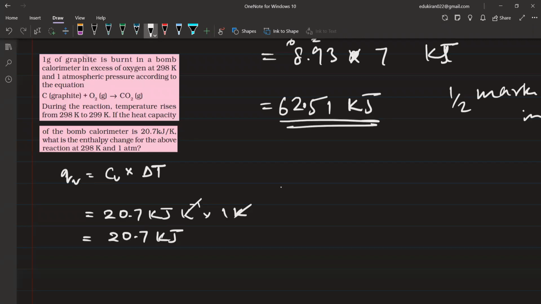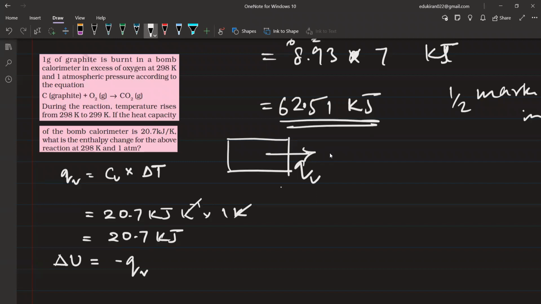But if you want to calculate the delta U, है ना? अगर हम QV की बात करें सिस्टम के मुताबिक, so tell me the system is giving energy or taking energy? System is giving energy, yes or no? तभी तो टेम्परेचर इंक्रीज कर रहा है सराउंडिंग का. Is that right? Yes, sir. That means delta U will be equal to minus of QV, which is equal to minus 20.7 kilojoule. If I'm talking about the internal energy of the system, delta U will be minus 20.7 kilojoule. Everyone is okay with this?